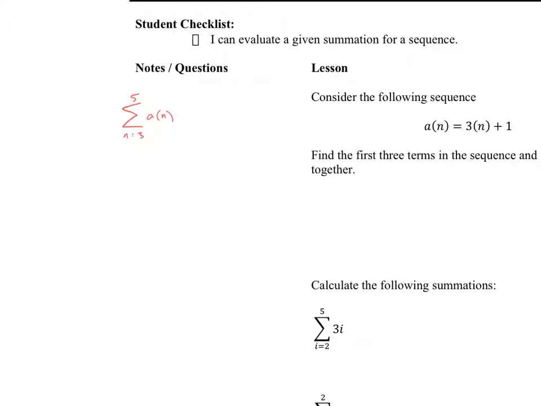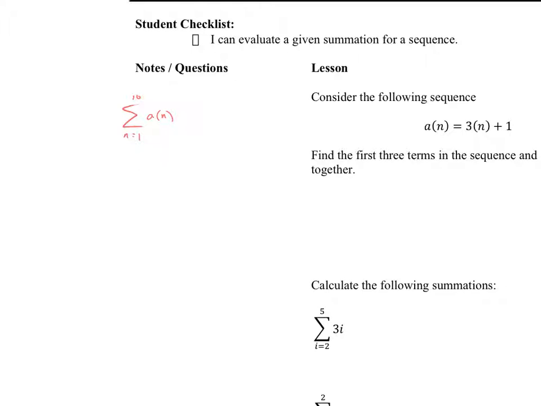Or let me erase that. If I wanted to do terms 1 through 10, I could just say 1 to 10, and now I know that in this sequence, what I'm going to do is find the first 10 terms, and then I'll just add them all together. I don't want the 11th term. I'm just going to go 1 through 10 and add them all. So that's all this is.